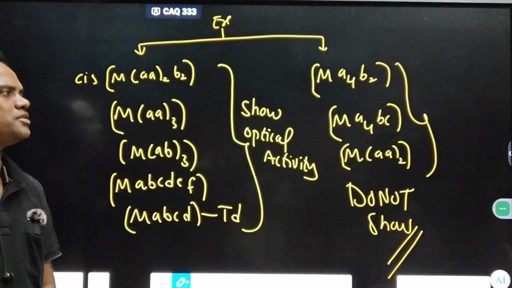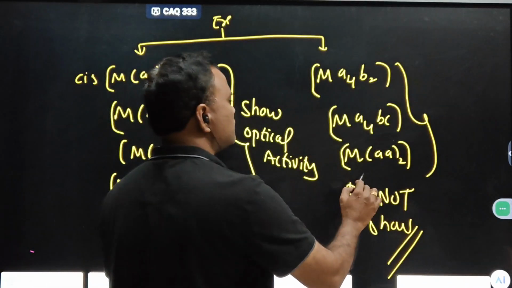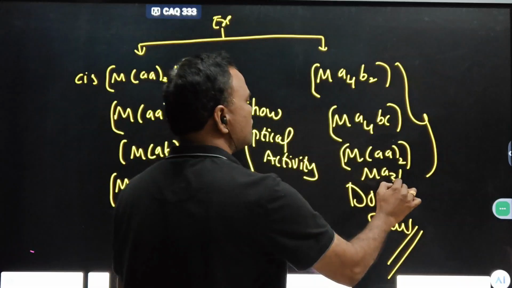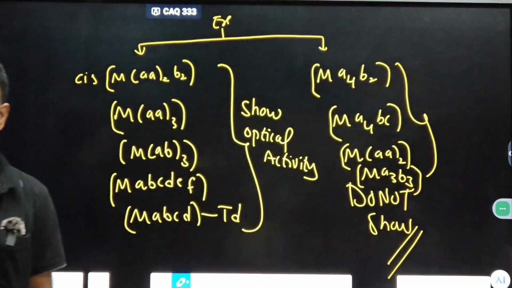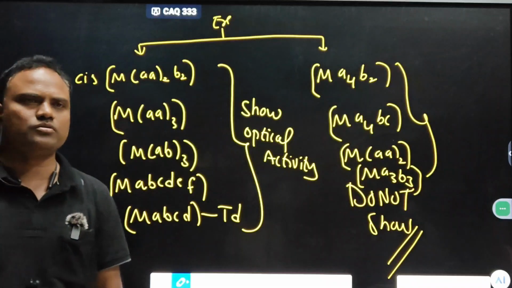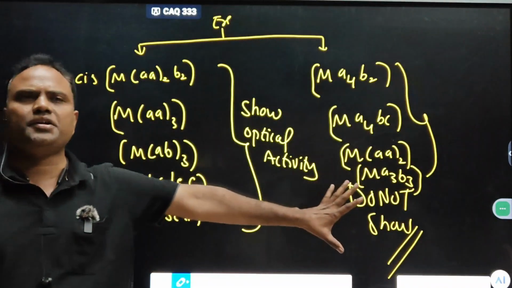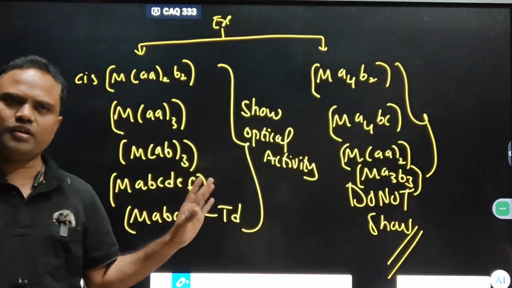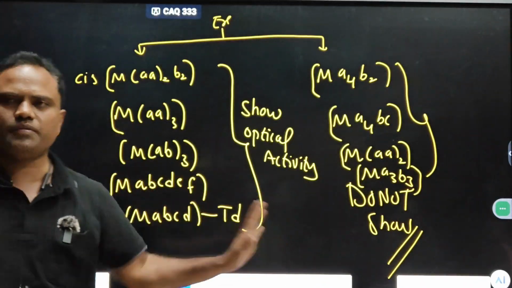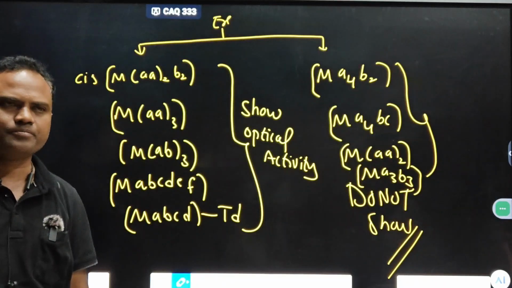Plane of symmetries are present. Even MA3B3 also. Note down this also. MA3B3 category. Add one more important one, MA3B3 also. Mostly 99% cases, 99.99% cases, these examples only will come in the optical isomerism questions. Okay.